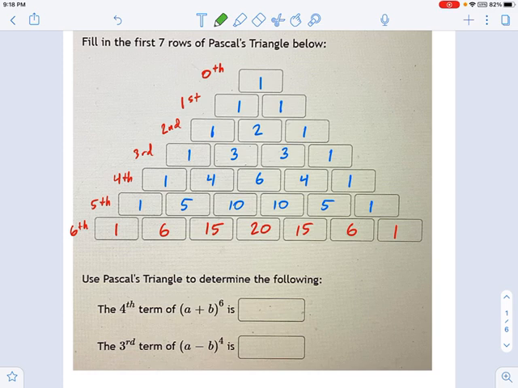Now here's how we use the rows. You'll notice along the side, I've labeled this 0th, 1st, 2nd, 3rd, 4th, etc. What that refers to is the power. So if I have (a + b)^0, that's just going to be 1, right? Anything to the 0th power is 1. If I have (a + b)^1, that's just a + b. Hey, look at that. It matches the coefficients, 1a + 1b.